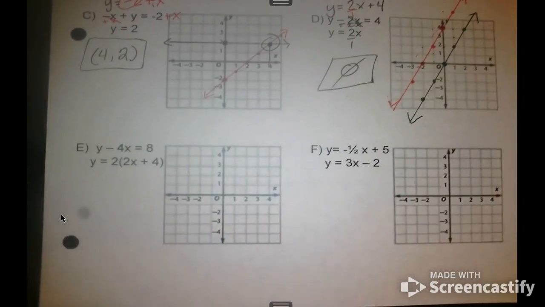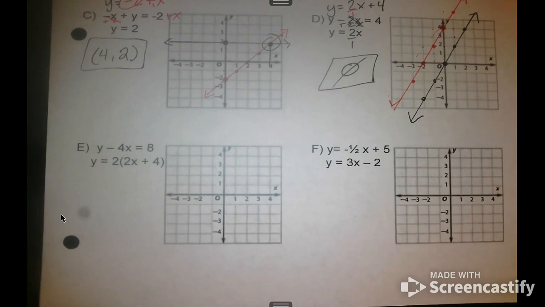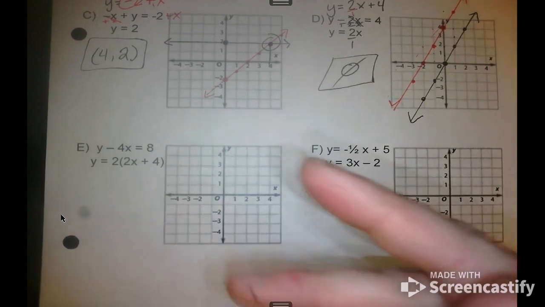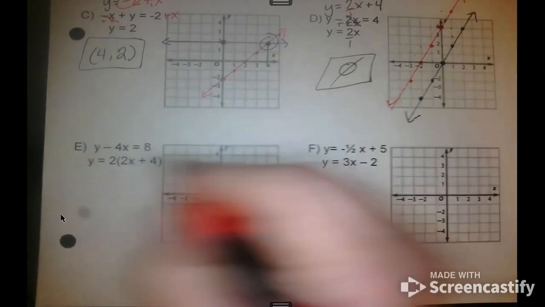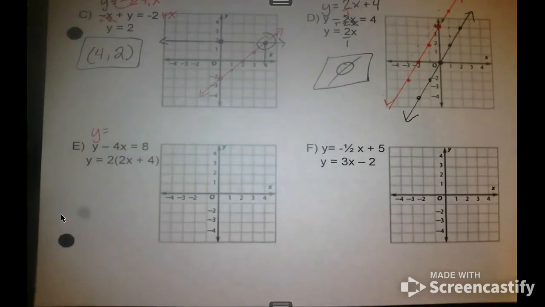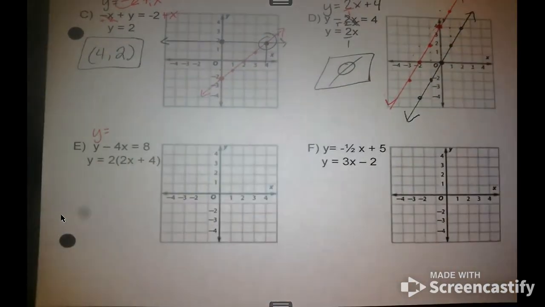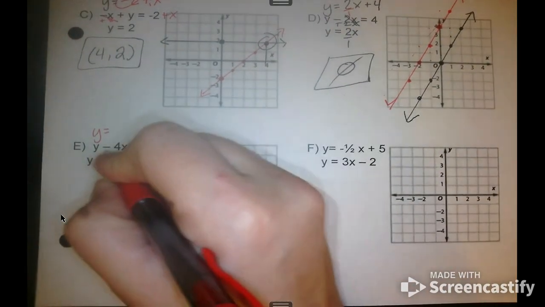Okay. This next one, what do I have to do before I can graph that line? Okay, look at the first one. What do I do to the first one? I need the y by itself, correct? Yes? Okay, well, how do I get y by itself? Add 4 what? Okay, so plus 4x.